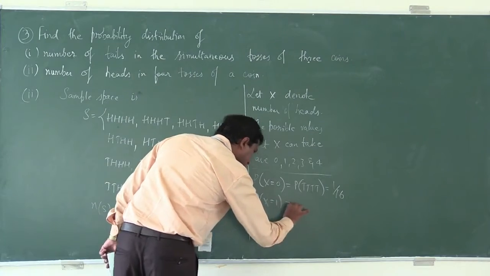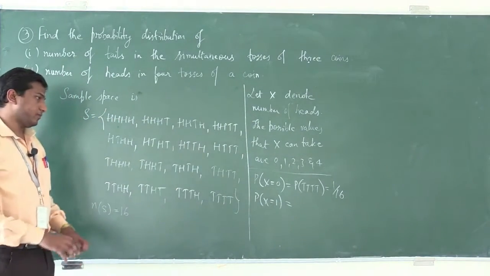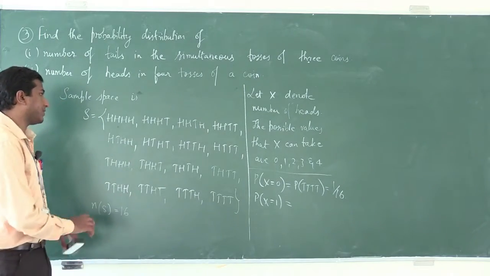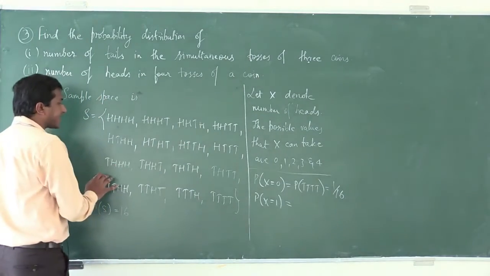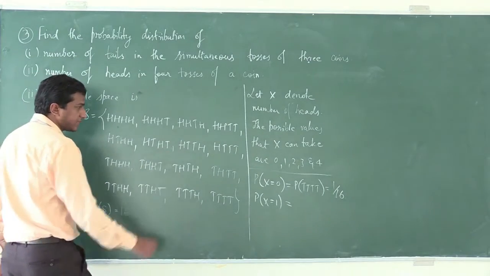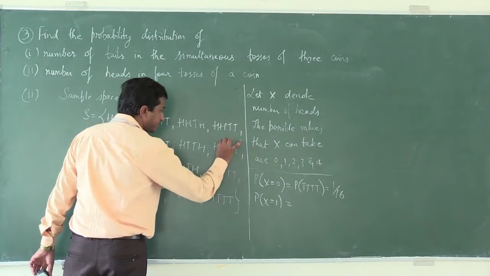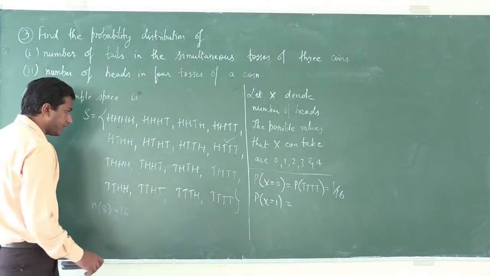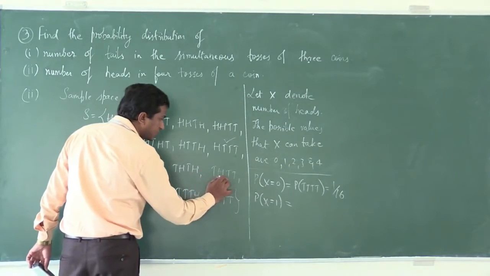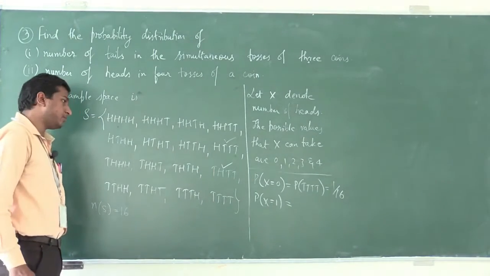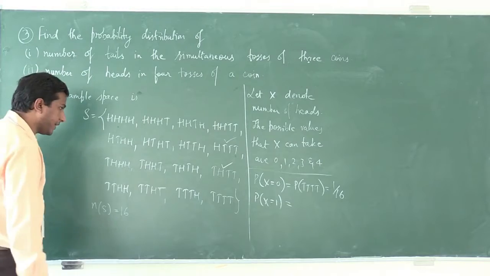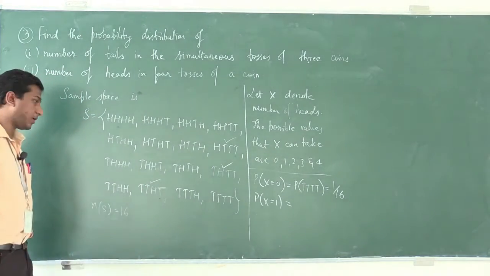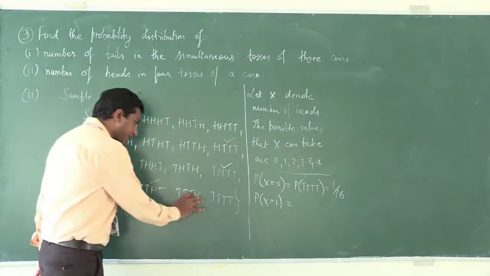Next, P of X equals 1. When do we have exactly 1 head? Well, look at the sample space. Where do we have exactly 1 head? We have to see that HTTT. So this is an outcome where we are having exactly one head. Then we have THTT. This is another outcome where we have exactly one head. Then here TTHT. This is another outcome where we have exactly one head, and the last one is TTTH.